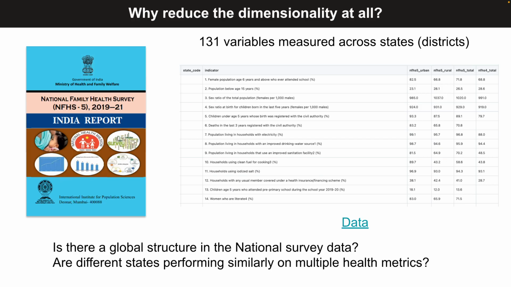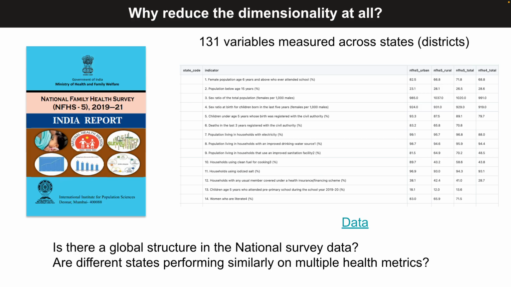Those of you who have touched the assignment would have seen this version already, where there are different metrics of what is being measured. Different questions: what is the female population age 6 years and above? Population below 15 years. What are they eating? Do they have hypertension? Do they have diabetes and so on? There are 131 such variables measured in both rural and urban settings, and that's what NFHS 5 urban stands for.